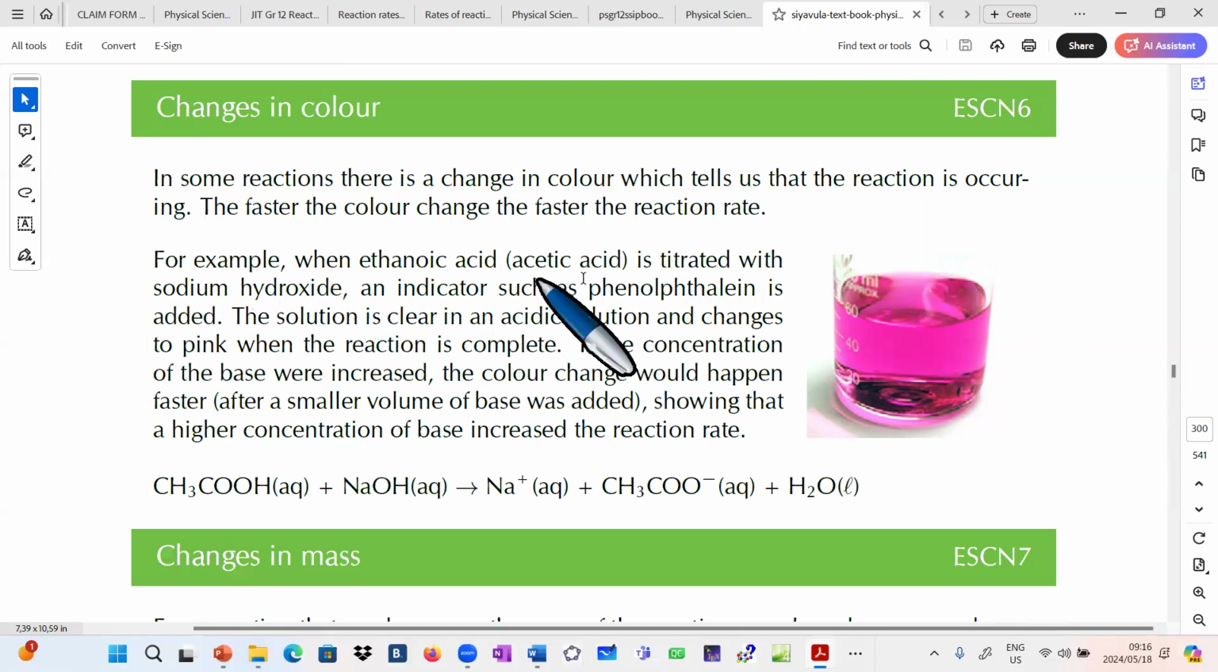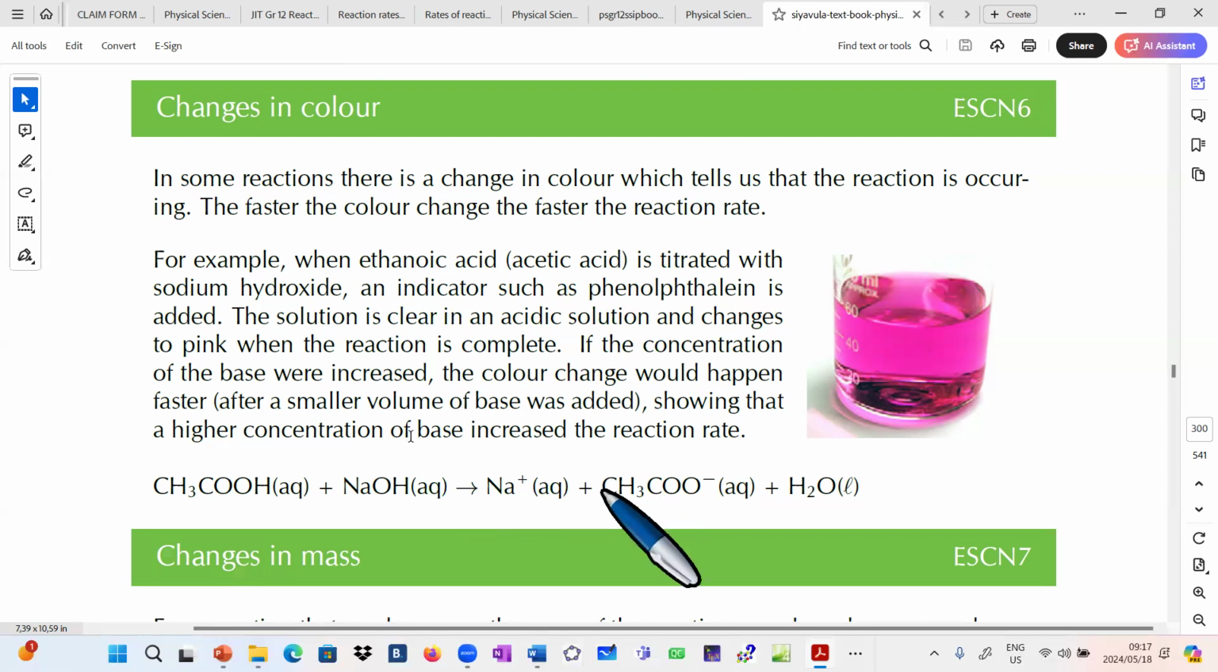For example, when ethanoic acid, which is acetic acid, is titrated with sodium hydroxide, an indicator such as phenolphthalein is added. The solution is clear in an acidic solution and changes to pink when the reaction is complete. If the concentration of the base were increased, the color change would happen faster after a smaller volume of base was added, showing that a higher concentration of base increased the reaction rate.